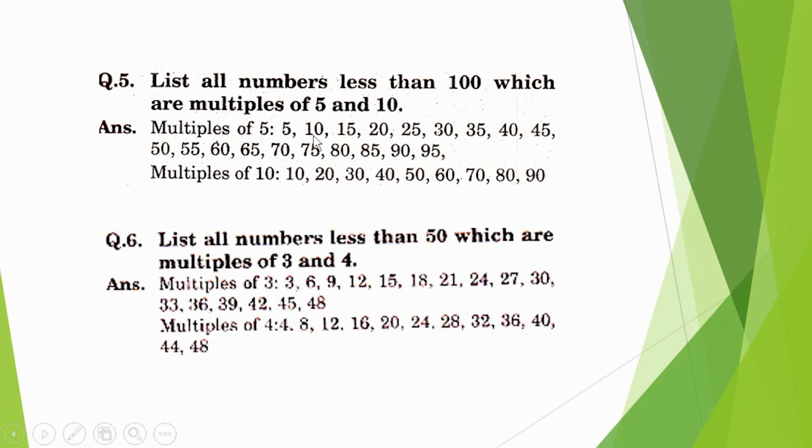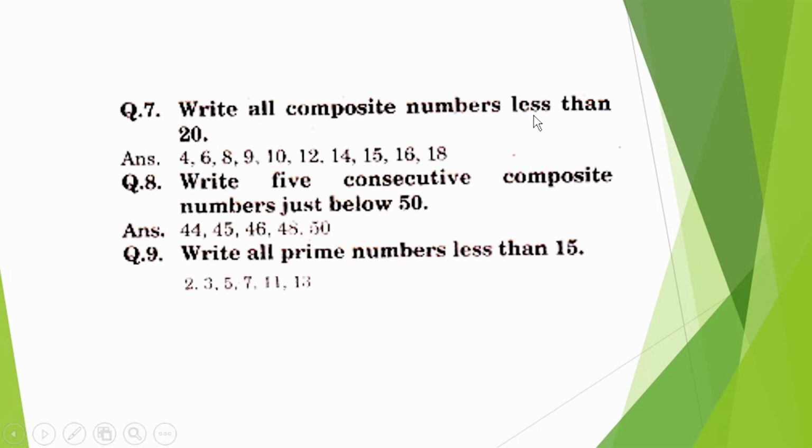Question number 5. List all the numbers less than 100 which are multiples of 5 and 10. For multiples of 5, we can write the table of 5 less than 100, and we also write the table of 10 which is less than 100. 5 ones are 5, 5 twos are 10, 5 threes are 15, 5 fours are 20, 5 fives are 25, 5 sixes are 30. We write so on less than 100. List all the numbers less than 50 which are multiples of 3 and 4. We also write the table of 3 less than 50. We also write the table of 4 which is less than 50.